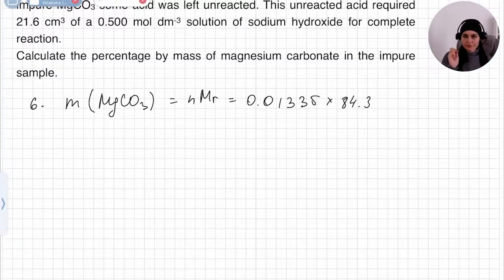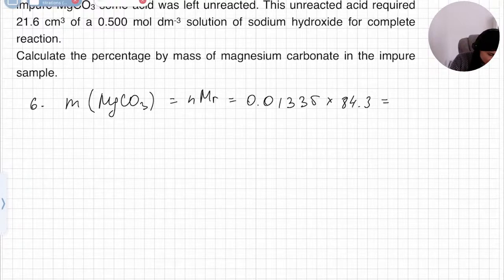84.3. Remember, if you're doing IB, put all the relative atomic masses to 2 decimal places, how they're in the periodic table. For A-level, I think it's 1 decimal place, depending on the board, but just use the values from your periodic table. Don't round anything.